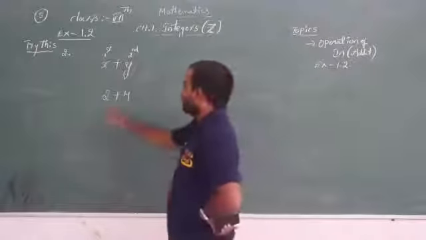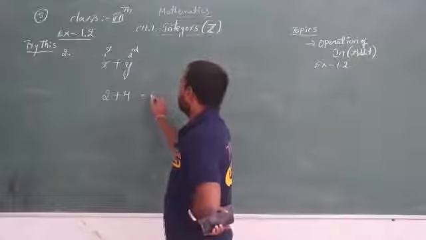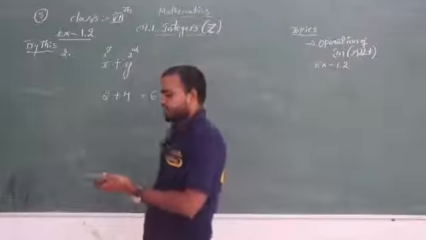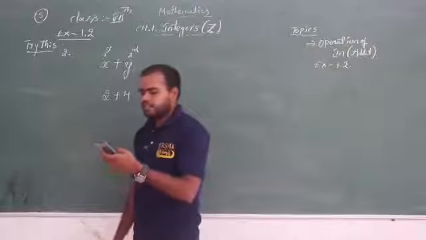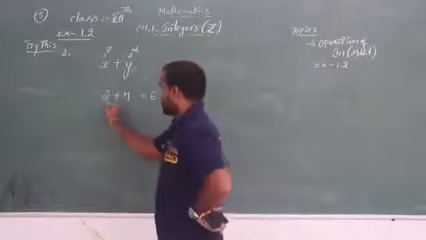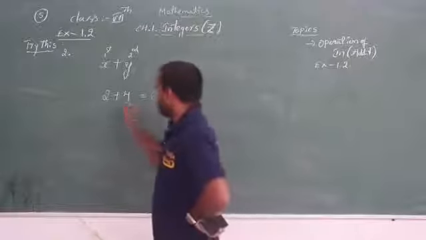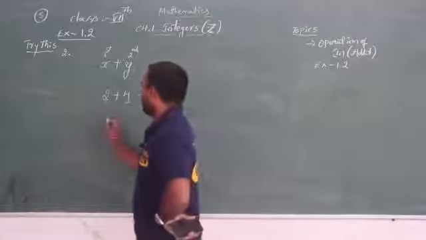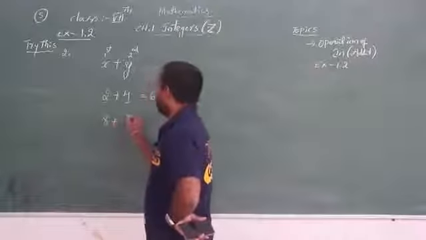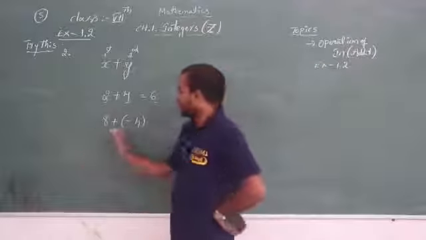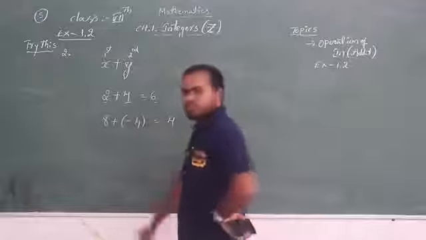Now 2 plus 4, how much is it? It is nothing but 6. Now Sangeeta is saying the value of the sum is greater than the numbers. Yes, 6 is greater than 2 and 6 is also greater than 4. Now it is satisfied. But now see, I will take one number as 8 and another number as minus 4. So 8 plus minus 4 is nothing but 4.